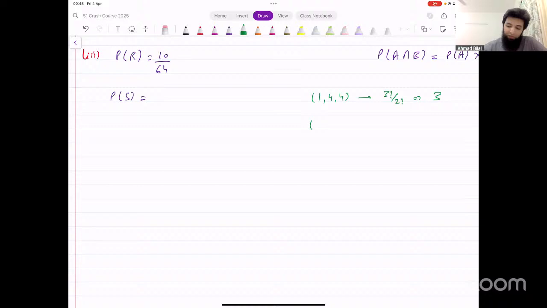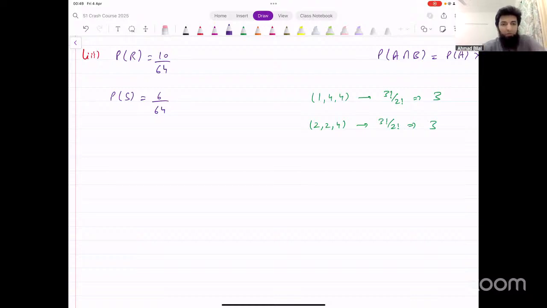With 1, we can't have any other possibility. With 2, we could have 2 and 4. How many possible arrangements are there for this? 3 factorial over 2 factorial. That's also 3. And that's it, right? 4, 4, 1 is already considered. So there's 6 possible cases. Probability of S is therefore 6/64.